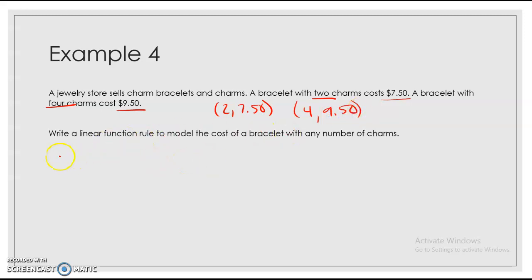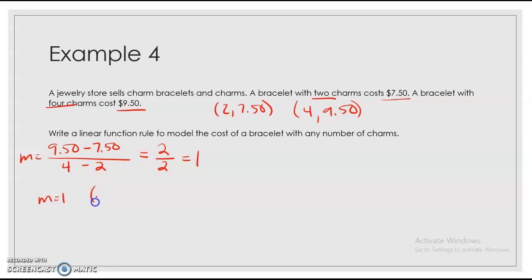From here, we're just going to do what we've been doing. I've got to find the slope. $9.50 minus $7.50. So m equals that over 4 minus 2. So $9.50 minus $7.50 is 2, and 4 minus 2 is 2. So 2 divided by 2 is 1. So that's our slope. m equals 1.